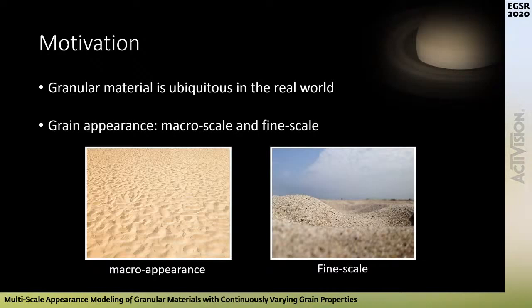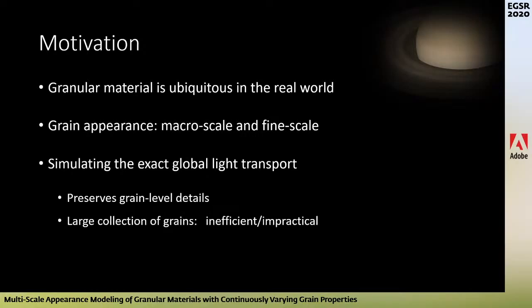All these materials are characterized by fine-scale details at grain level and smooth macro-scale appearance due to multiple scatterings between grains. In the context of physics-based rendering, treating each grain as explicit geometry and simulating global light transport using path tracing is a general solution. Even though this method preserves grain-level details, it is inefficient or even impractical for large collections of grains. So far, rendering granular materials accurately and efficiently still remains an open problem in the rendering community.